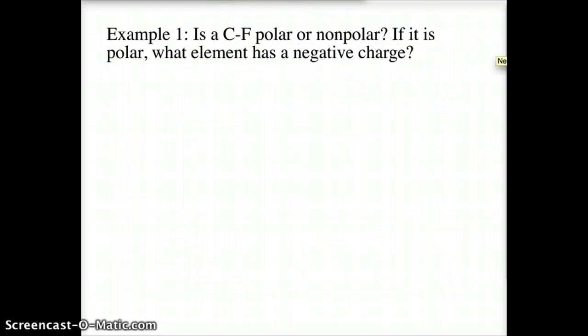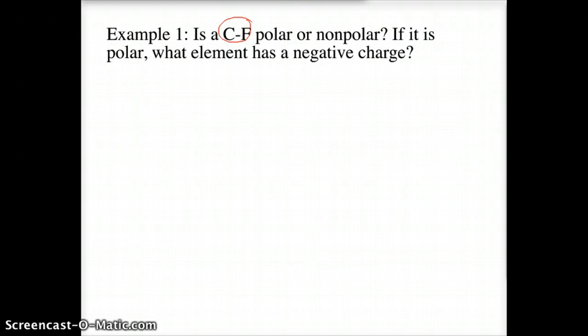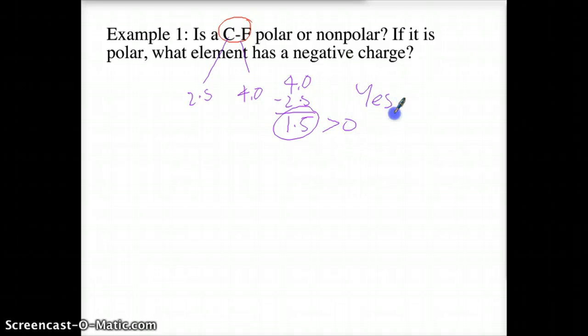So, another example: is a CF bond polar or nonpolar? If it is polar, what element has a negative charge? So, here we're talking about carbon and fluorine. So let's go back to our electronegativity table. Here's carbon, it has an electronegativity of 2.5, fluorine 4.0. So the difference here would be 4.0 minus 2.5, 1.5. This is greater than 0, so yes, this molecule would be polar.